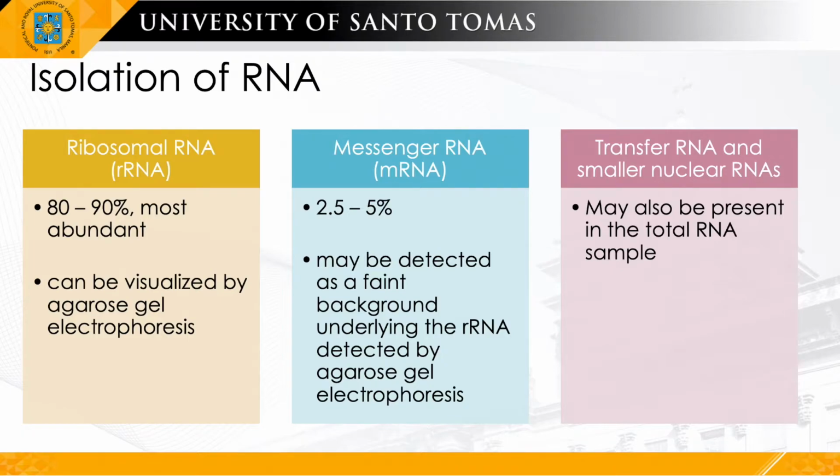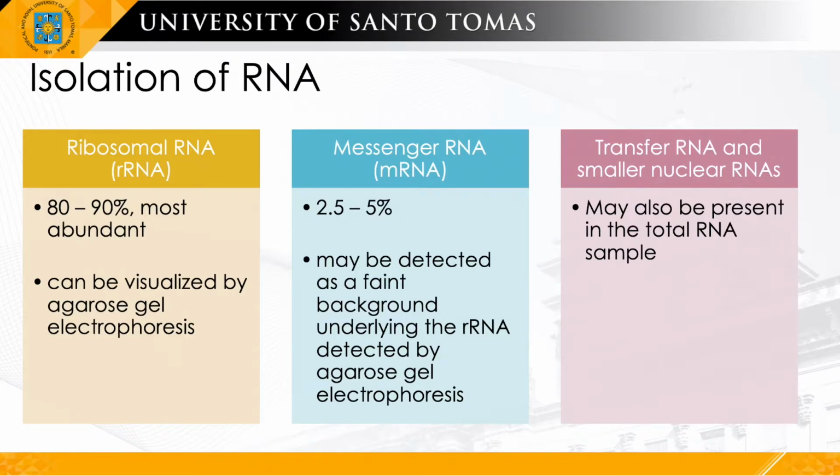The second one is the messenger RNA or mRNA. It's around 2.5 to 5%. It may be detected as a faint background underlying the rRNA detected by agarose-gel electrophoresis. So please note that ribosomal RNA has small and large components, and both of those can be visualized by agarose-gel electrophoresis.